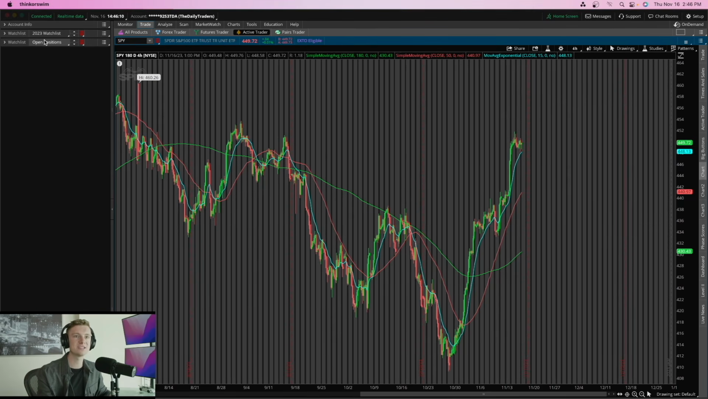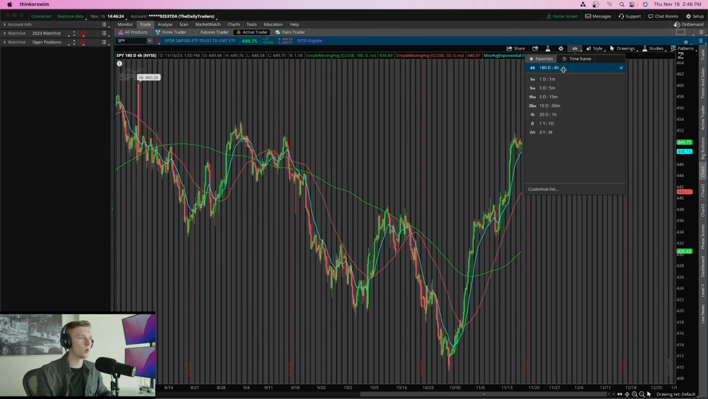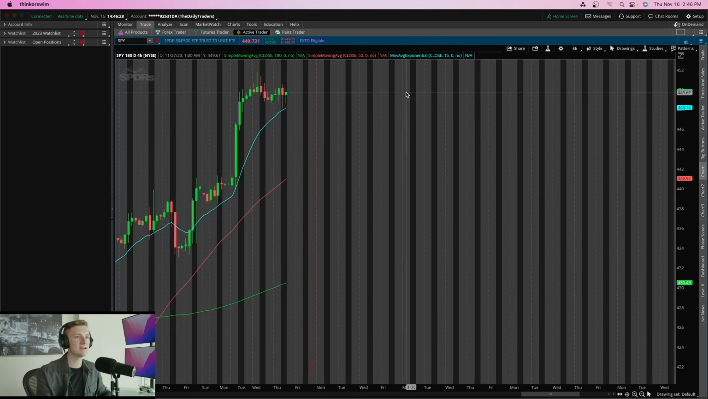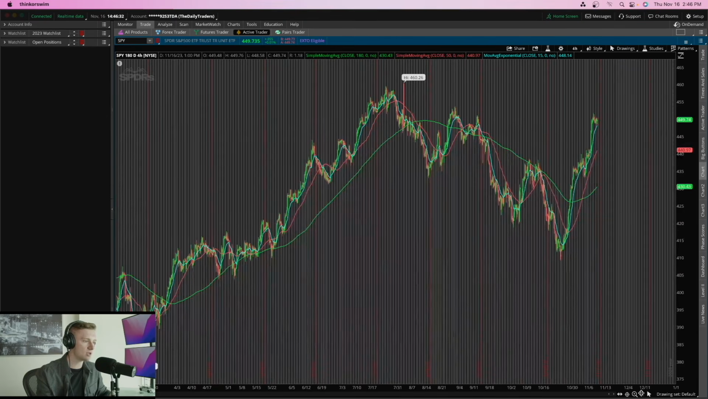We've got our 2 watch lists set up, and we're on the 4-hour time frame, looking back over the last 180 days. So each candlestick represents 4 hours of time. And if we zoom all the way out here, we can see back 180 days.